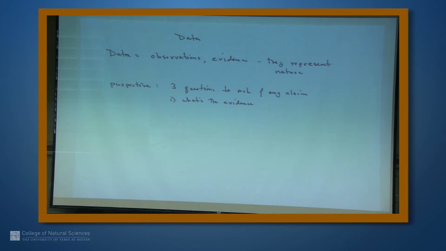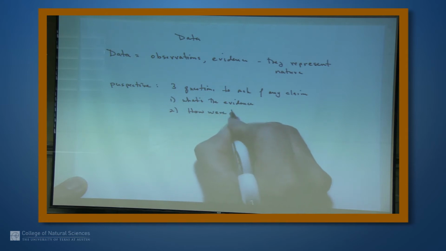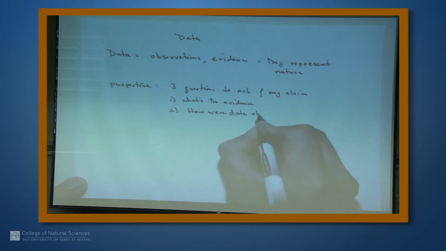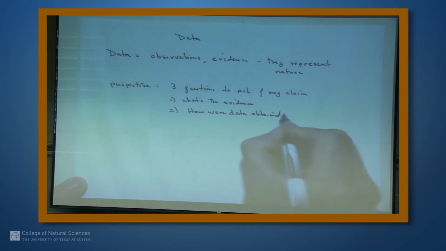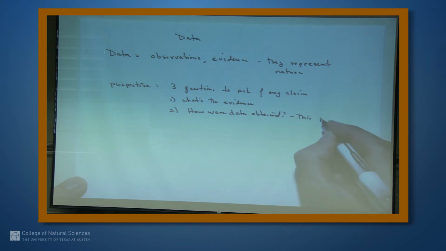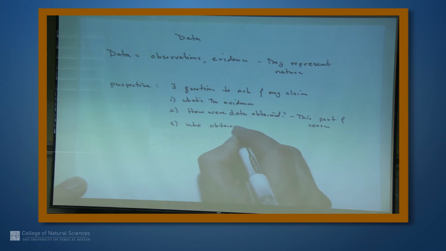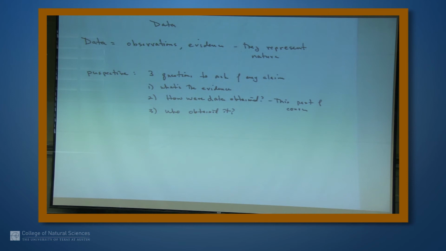The second question, which is our focus in this part of the course, is how were the data obtained? And third, which will be the last part of the course, is who obtained it.